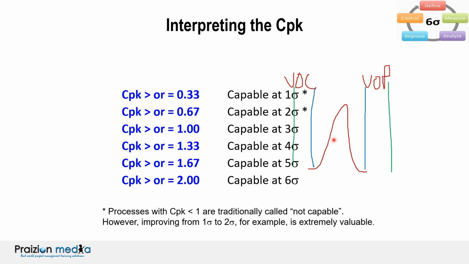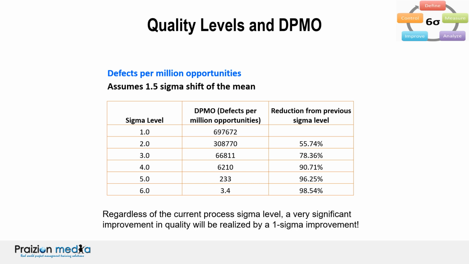So if you are having this kind of configuration in your system performance, you are relating the sigma levels to the number of DPMOs, defective parts per million. This is something we spoke about in my first module as well. 1 sigma means you have a heavy number of parts defective per million. So this I don't need to go through. This we have talked about earlier also.